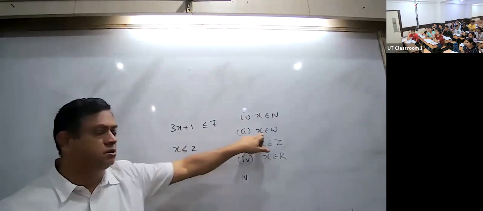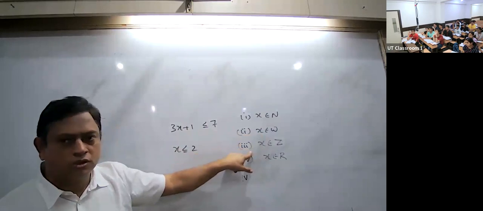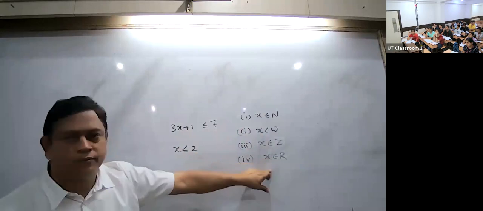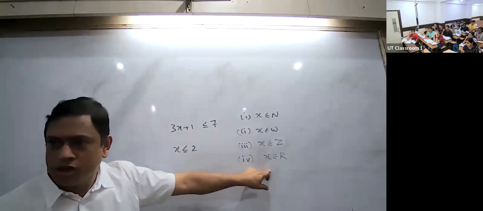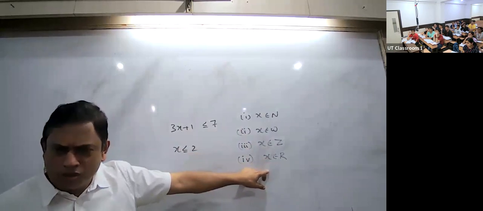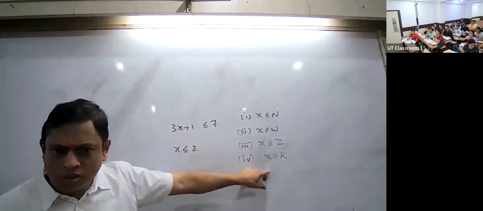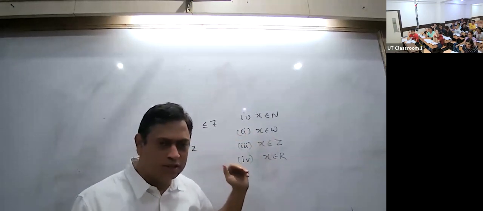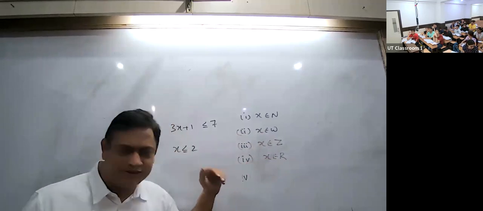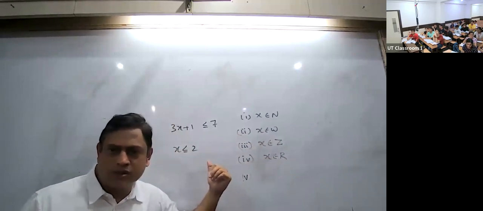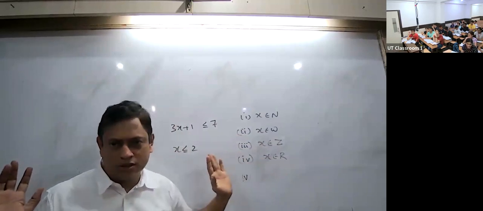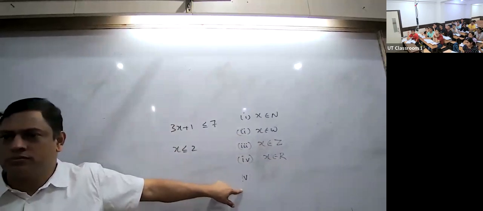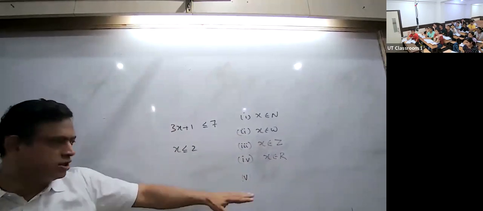Minus 1, 0, 1. From the dot, minus 1, 0, 1. X such that X is less than or equal to 2 and X belongs to R. Okay, understood or not? Be careful. Next, fifth one. Real number. If nothing is mentioned, it means real number.